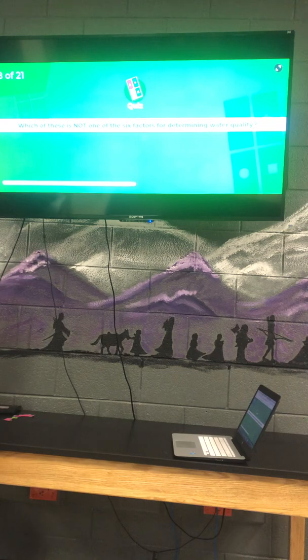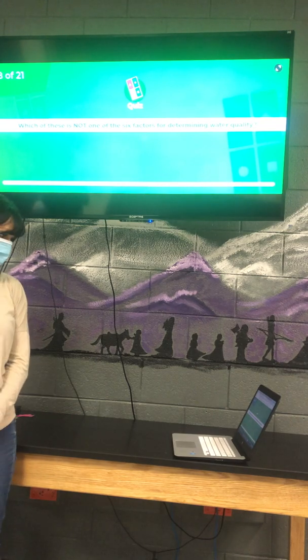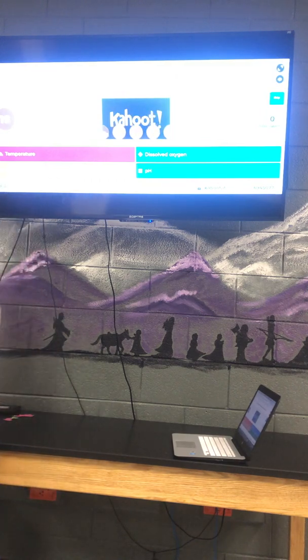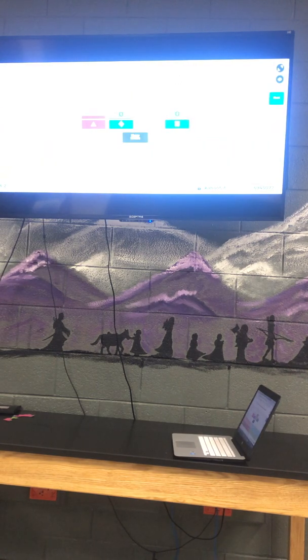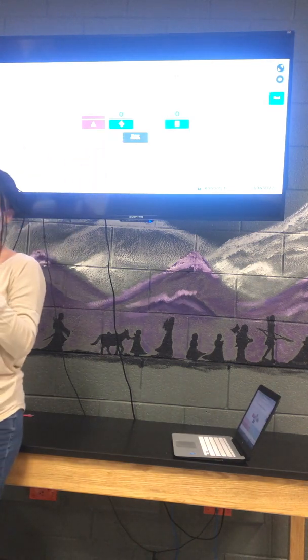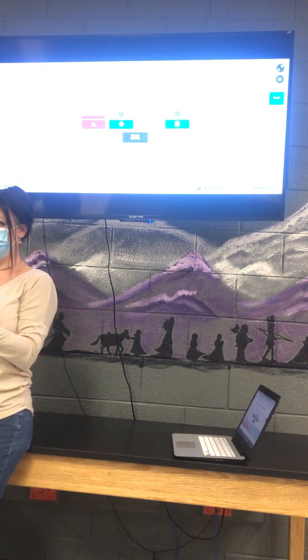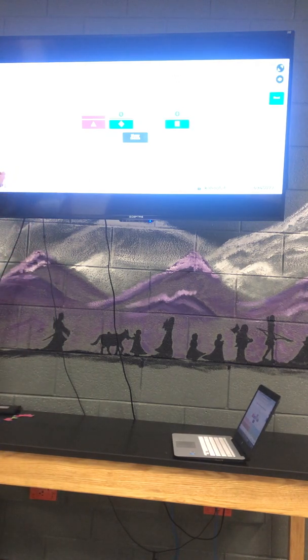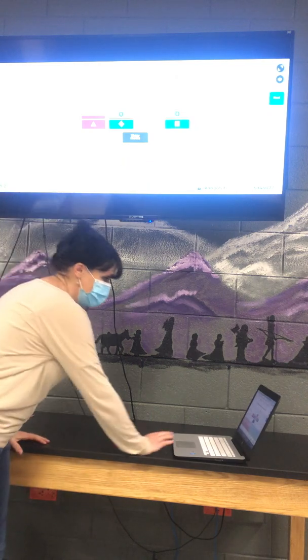Which of these is not one of the 6 factors for determining water quality? So the stuff that we tested, which one of those is not one of those? Okay, so we didn't actually look, there's not just a specific category for pollutants, you have to kind of break those down. So it has to be like you're looking for nitrates or you're looking for phosphates or whatever. We have a temperature test, dissolved oxygen, and pH.